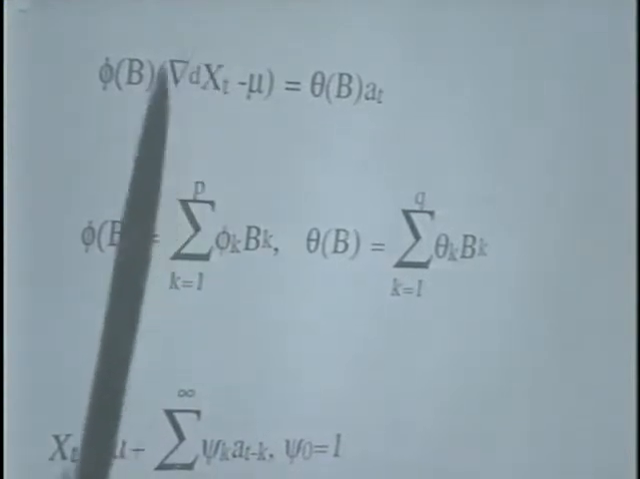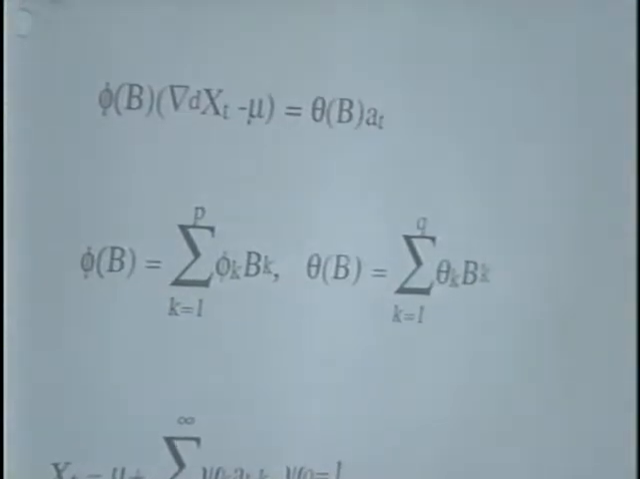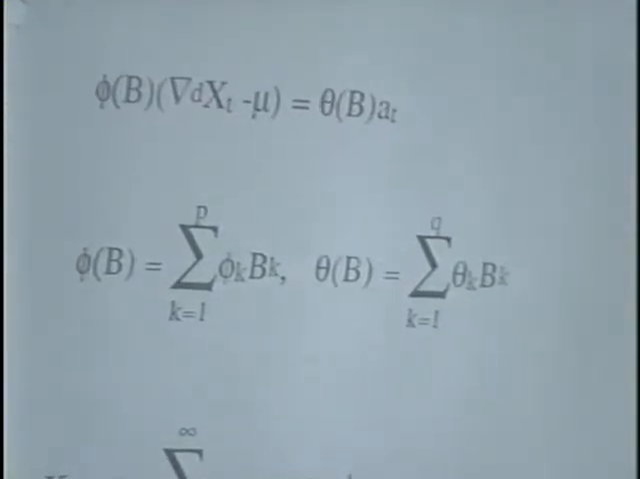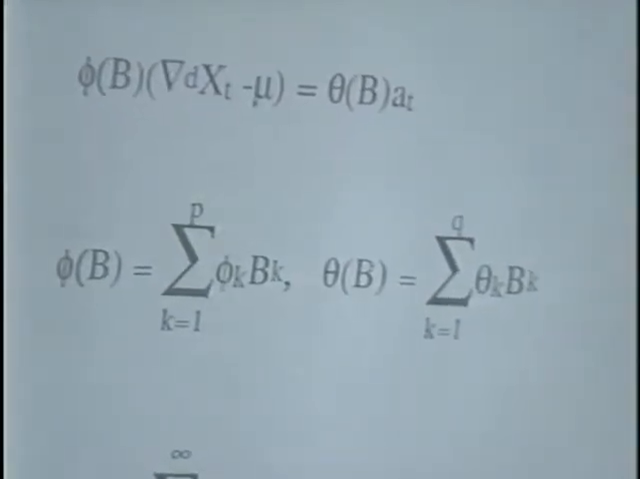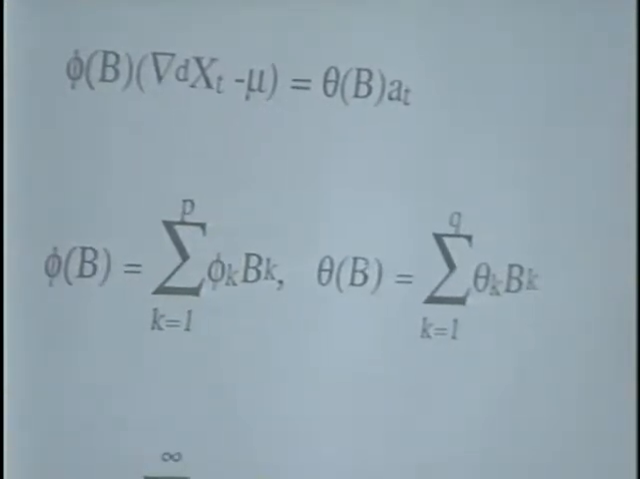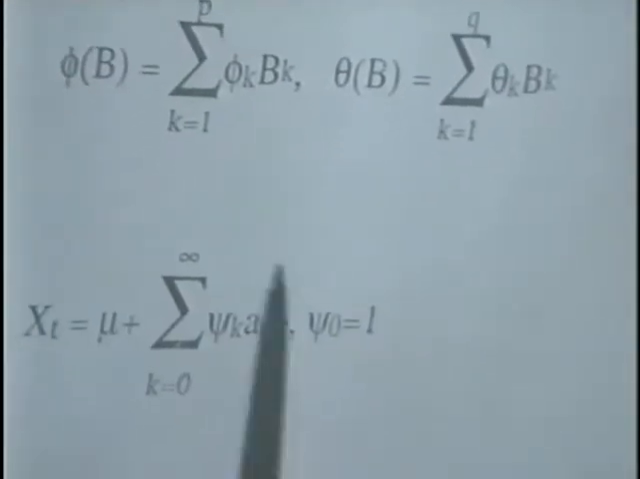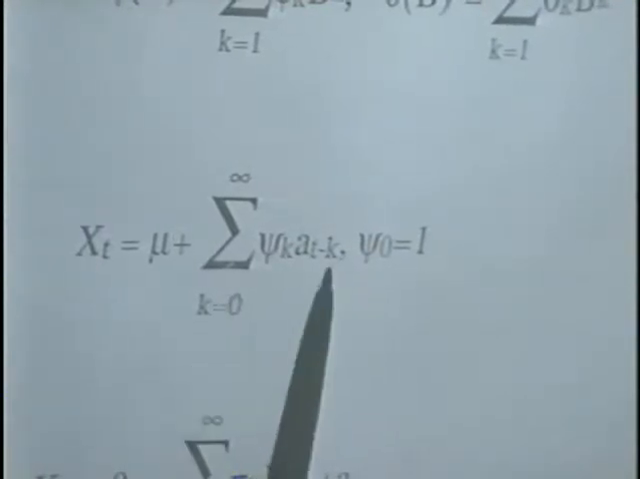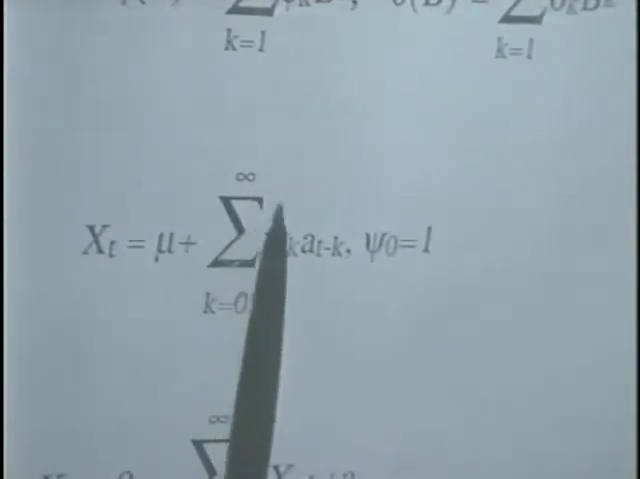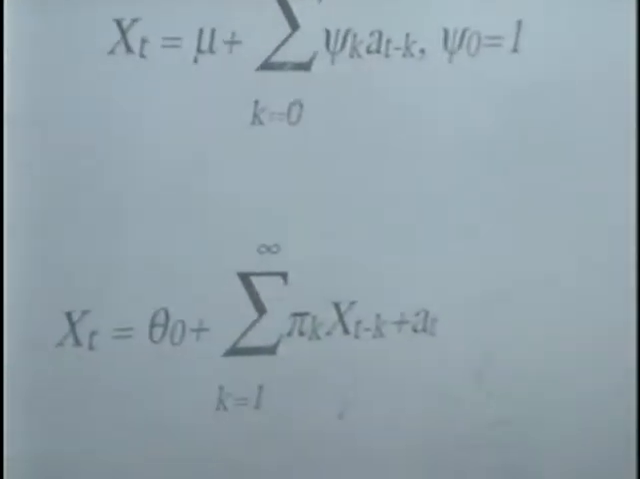We assume that the observed time series can be made stationary by differencing the time series d times, and mu is the mean of the time series. Then, if we have a stationary situation, we can express the time series in a well-known fashion as an infinite moving average or as an infinite order regression.